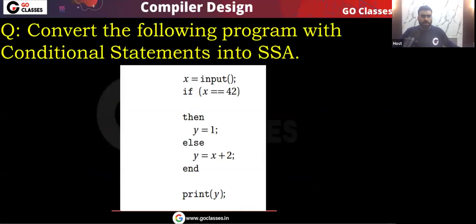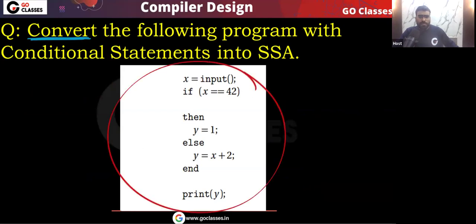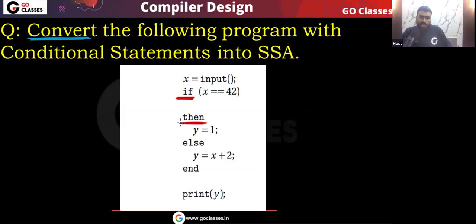So let me tell you what to do. Look at this program and convert it into SSA. Can you do that? This program has if-then statements, so you can see we have conditional statements. We want to convert this program into SSA. Now let's see how to do it. First, let me tell you what this program means.